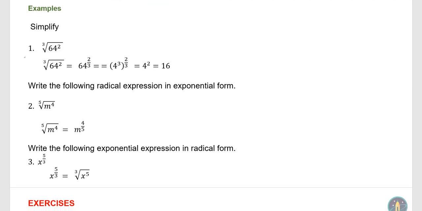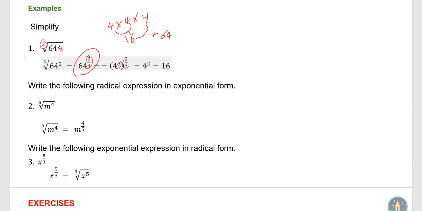Simplify the cubic root of 64 squared. So again, we take the index of the root, or the radical, and then we put it as a denominator here. So then you have 64 to the 2/3 power. So 64 is really 4 cubed, right? So 4 times 4 times 4, 16, and then 16 times 4 is 64. So 4 cubed to the 2/3 power.